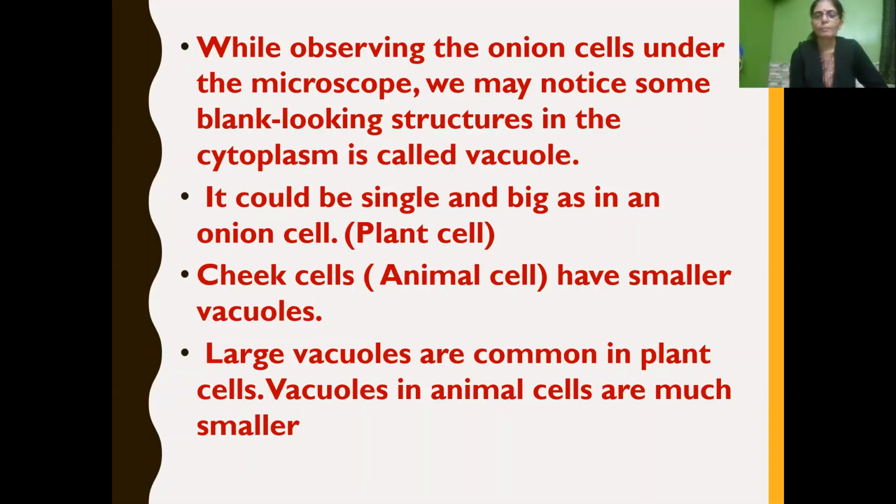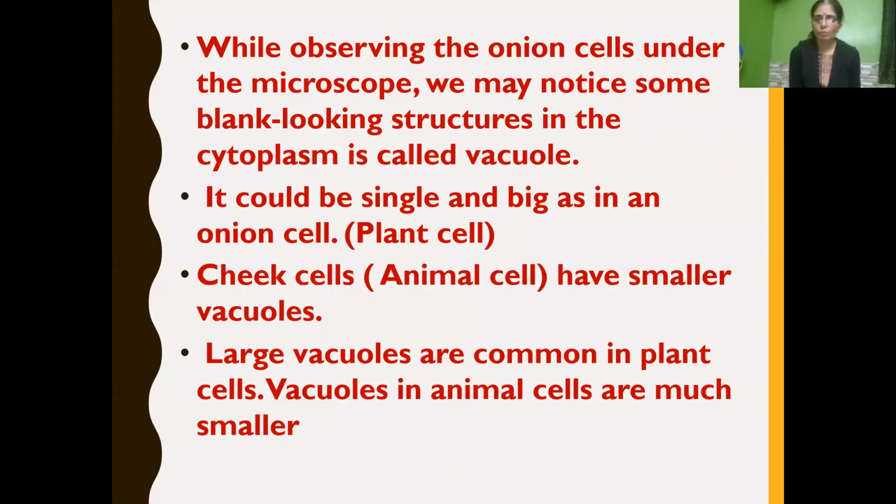is occupied by a membrane bound structure in the cytoplasm called a vacuole. And the vacuole could be single and big as in an onion cell. That is, in a plant cell, the vacuole is single, or it may be few in number and big in size. And if we observe cheek cells, that is an animal cell, they have smaller vacuoles, but they are many in number.